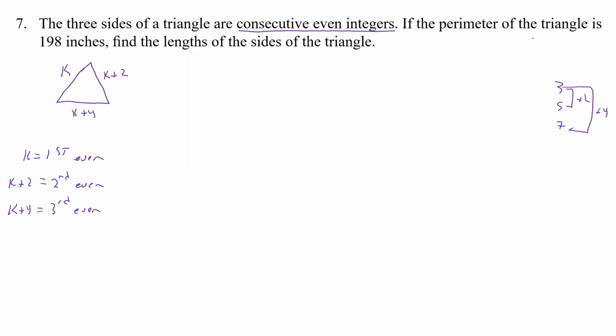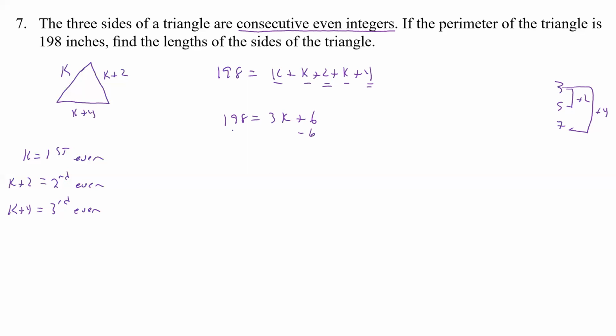And what do we know? It says the perimeter is 198 inches. Find the lengths of the sides. All right, well, what do we know? Well, that 198 equals, and we'll start here, k plus 2 plus k plus 4. So we add like terms. So we get 198 equals 3k plus 6. 2 plus 4 is 6, and k is 3k.